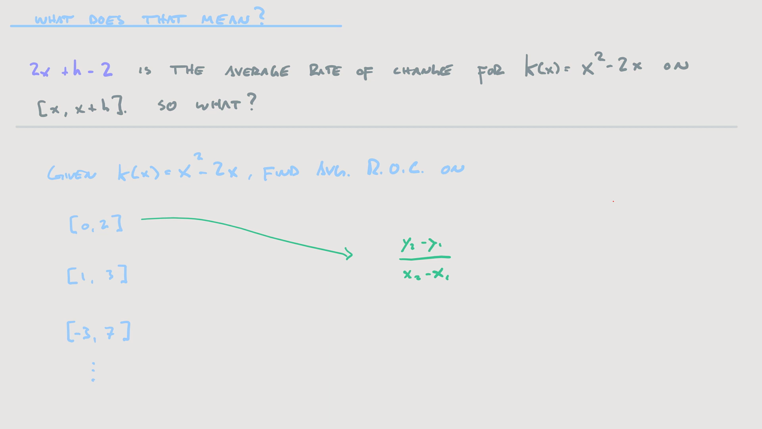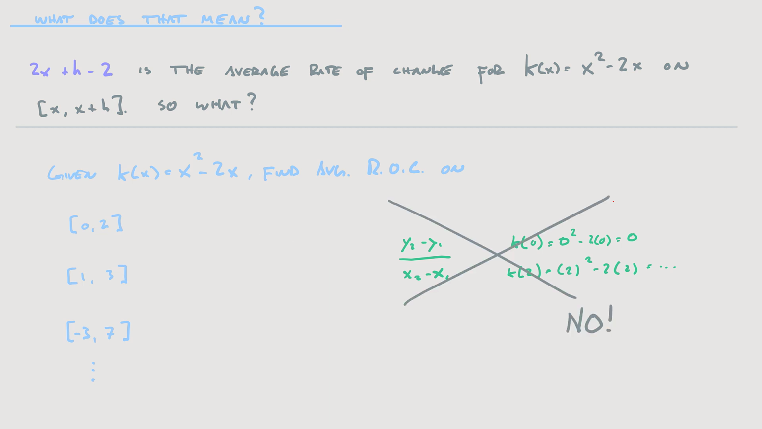And you're like, oh man, I got to do this 3 different times. I have to do y2 minus y1 over x2 minus x1. Okay, so we got to find the corresponding y values for the x values. So we got to plug in 0, and we got to plug in 2, and we're going to get all this stuff. No, you don't have to do that. We already did that in general. Like, this is y2 minus y1 over x2 minus x1. It is the formula for the average rate of change.